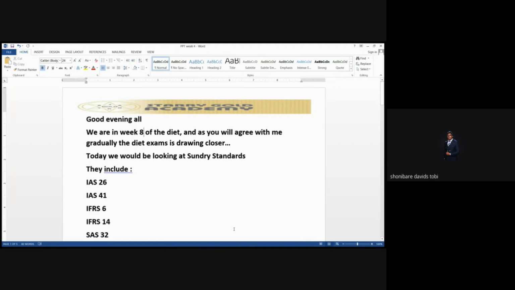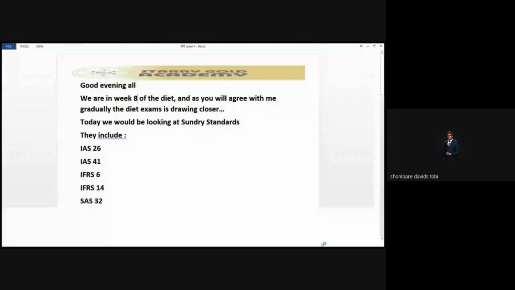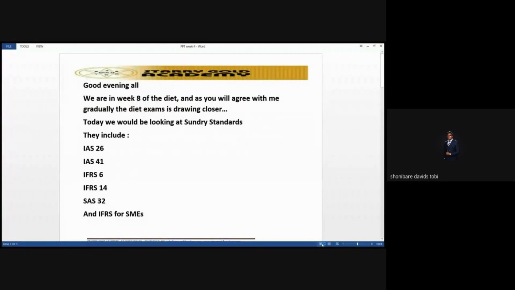All right, so let me put it in read mode. As you can see, we're in week 8 of the diet, and as you will agree with me, the diet exams are gradually drawing closer. Today we will be looking at something called sundry standards. I spoke about this last week. Those sundry standards include IAS 26, IAS 41, IFRS 6, IFRS 14, IAS 32, and lastly IFRS for SMEs.